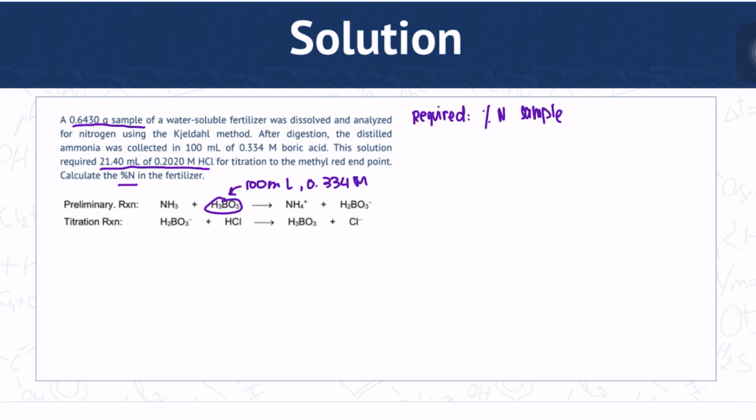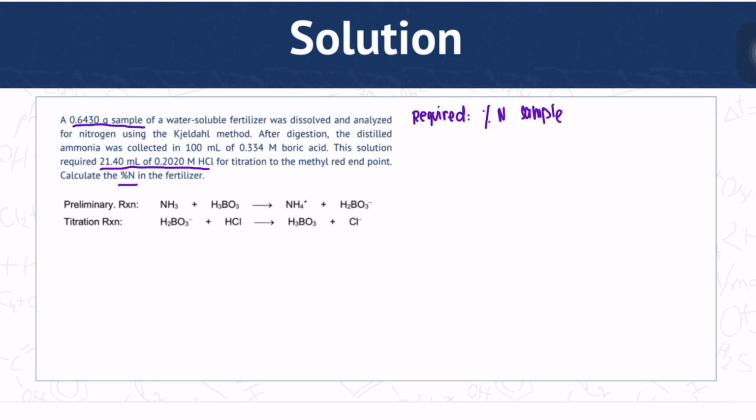From what I'm seeing, we won't need that because we can instead use the values we get from here to determine the amount of this, and from here you can stoichiometrically get the amount of NH3. But going back to the problem, we can see that from NH3 we can get ammonium ions and H2BO3.